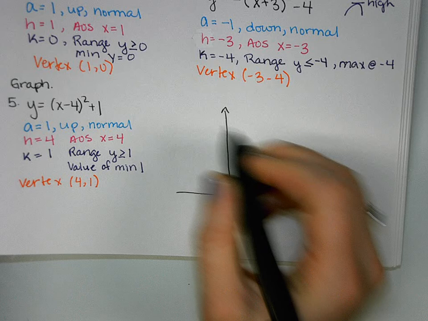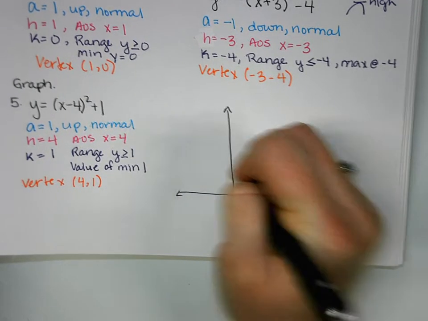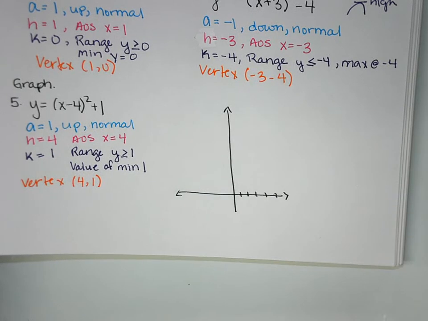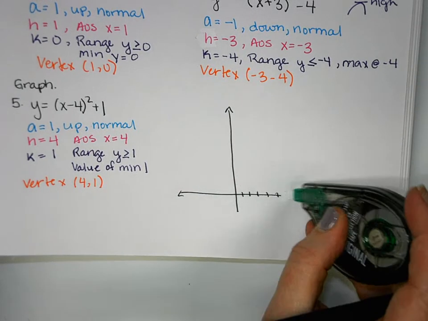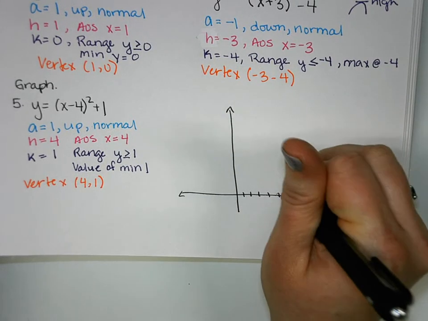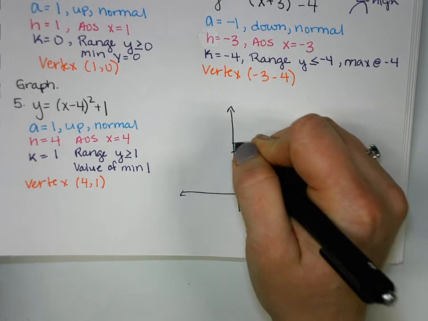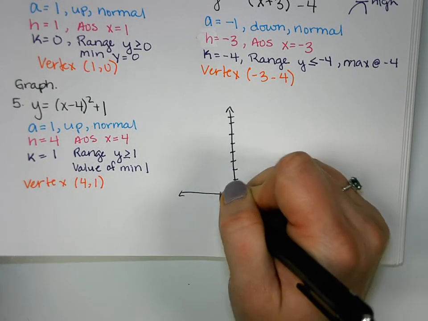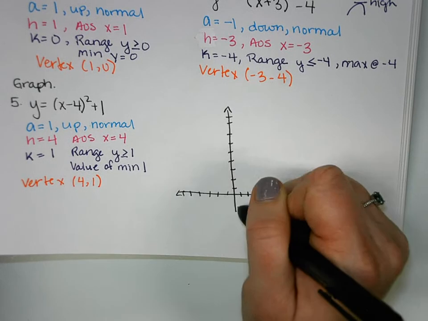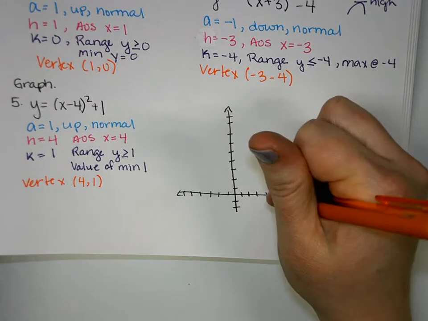All right, we have 1, 2, 3, 4, 5. I'm going to go a little more than that, like 6. I'm going to make sure I have room on my X to go a little further than my vertex and go a little higher than my vertex. Now in your homework you'll actually have graphs, so you won't have to sketch your own right now. But okay, first thing we're going to do is graph our vertex. So 4, 1.